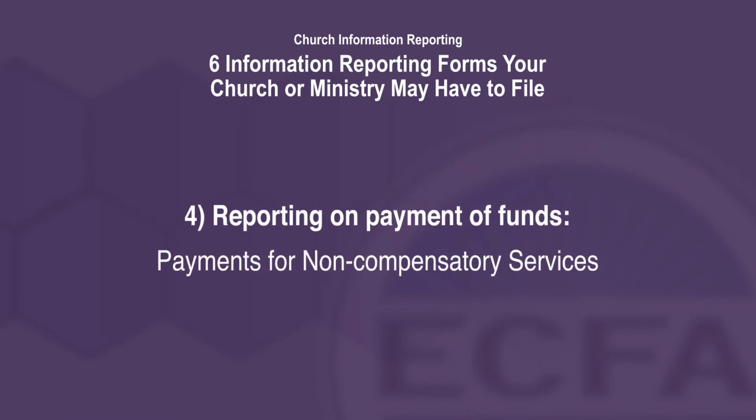Payments for non-compensatory services. A church must file Form 1099-NEC for each recipient, other than a corporation, to whom it has paid at least $600 in payments for services to non-employees and payments to an attorney. A church must file Form 1099-MISC to whom it has paid at least $10 in royalties, at least $600 in rents, prizes and awards, or other income. Benevolence payments to non-employees are not reportable on Form 1099-MISC or Form 1099-NEC.